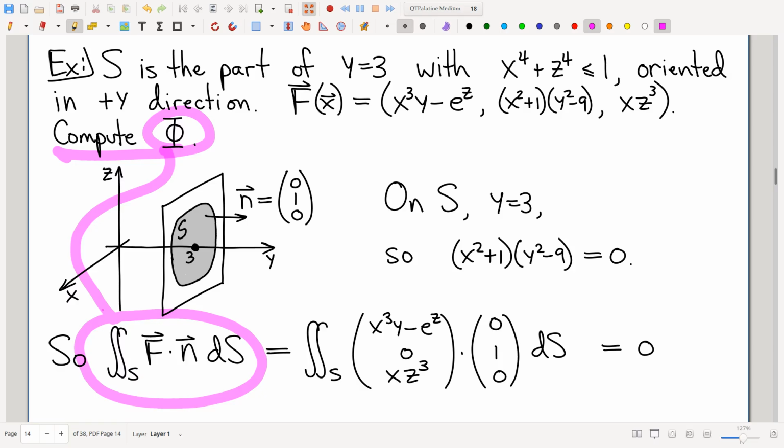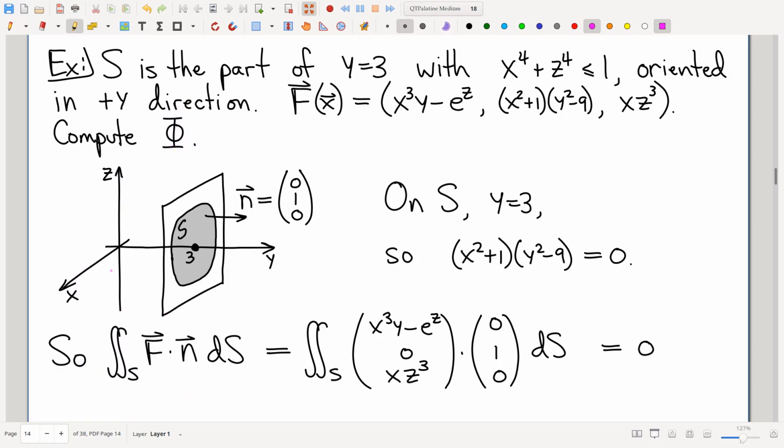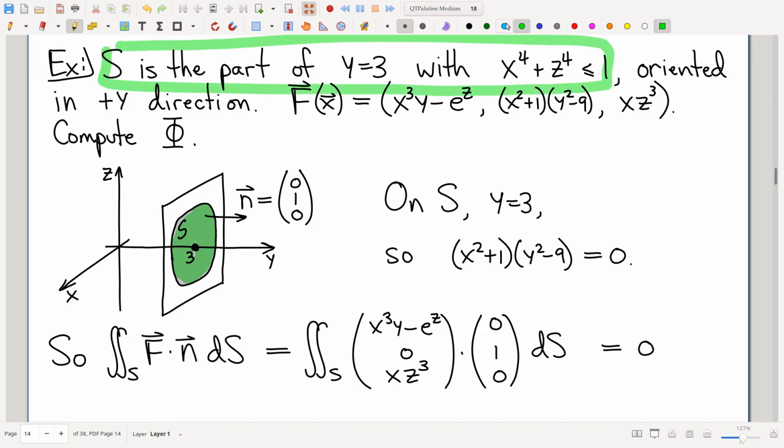In this case, what I'm going to notice is that our surface, whatever that is, our surface is part of this plane, y equals 3.